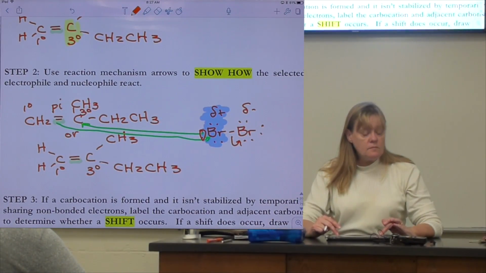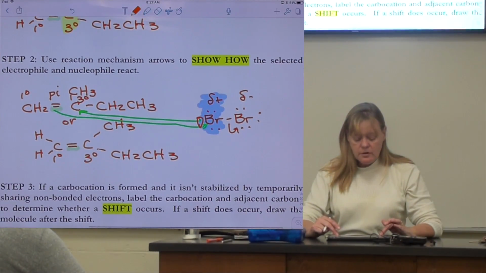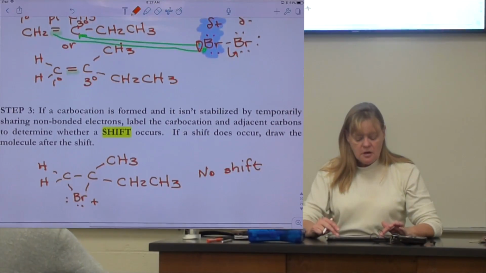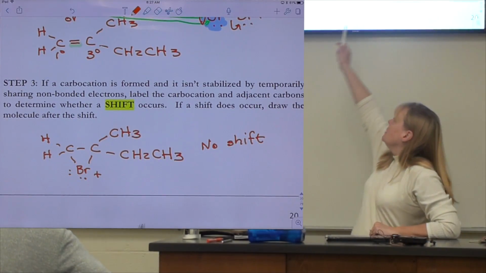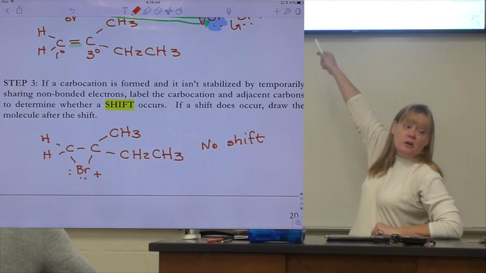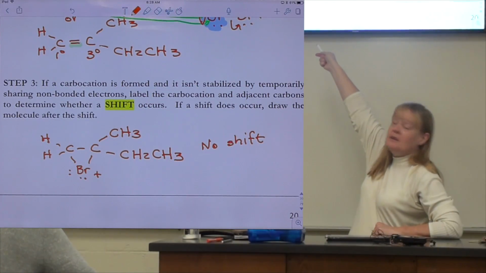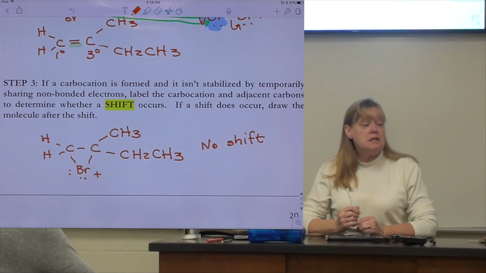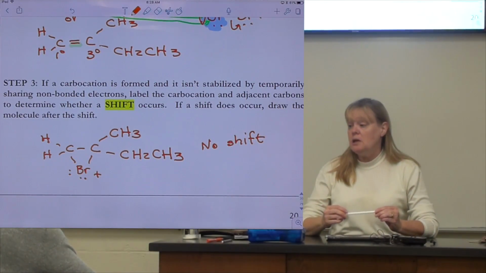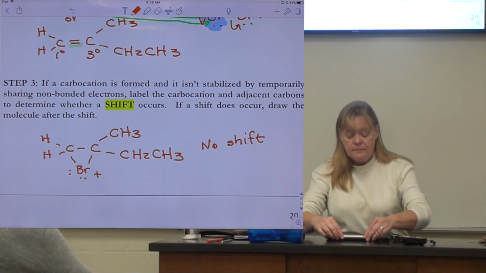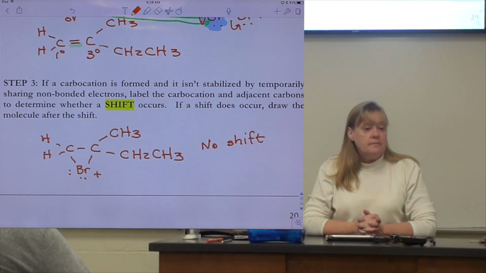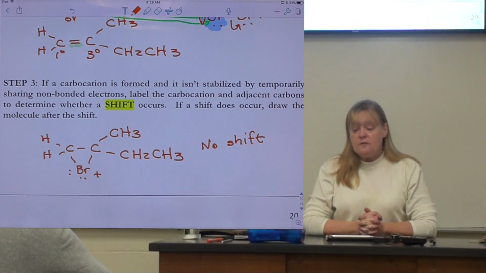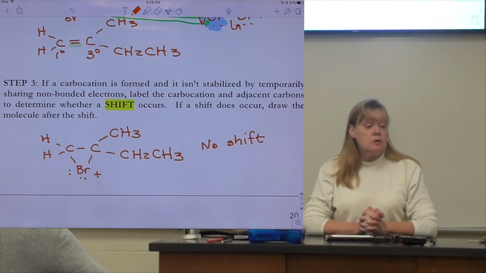Okay, step 3 is always consider whether you have the option for a shift. But because the bromine has its electron pair there, you don't have an empty p orbital. And so you don't have any possibility for a shift anytime you form a strained ring intermediate. That's the purpose of putting something like mercury in, for instance, is to react it without allowing a shift to occur.